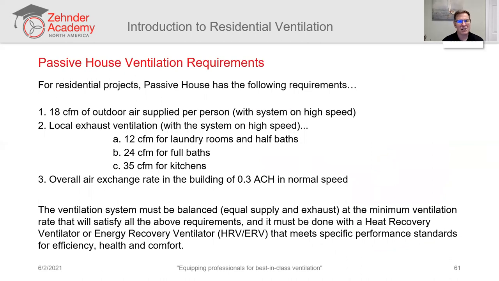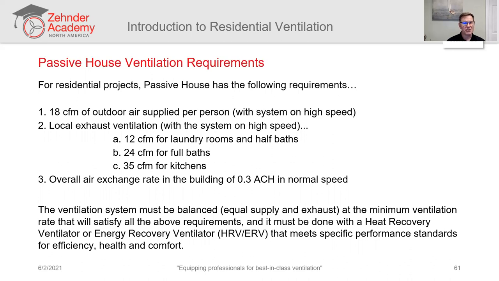On the ventilation side specifically, here's the basics of passive house. You need to supply a minimum of 18 CFM of outdoor air per person. And this is with the system on high speed. Passive house requires different speeds in the ventilation system. So there you are, you're addressing the number of occupants with your calculation of what your ventilation rate is going to be.